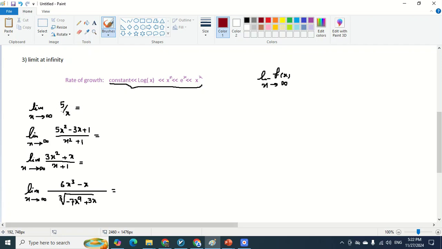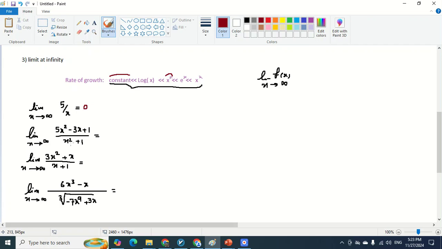For example, at the beginning we have a constant number over x, and as you can see, the constant is at the beginning, and x is a polynomial which has a bigger growth. So a number over infinity means that we have a constant value divided by very big values, so the result will be 0. Always, if we divide a function with a lower rate of growth by a function with a greater rate of growth, then the result will be equal to 0.